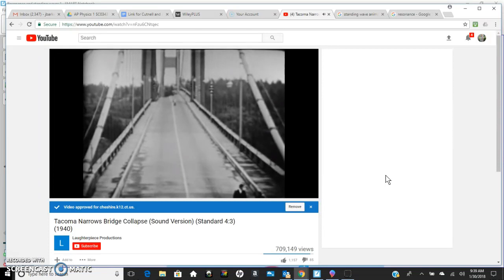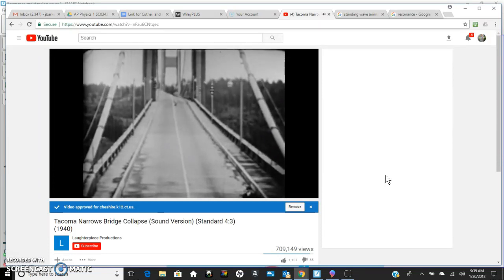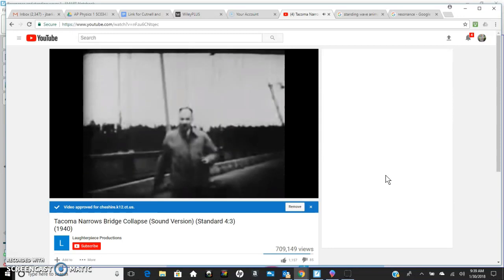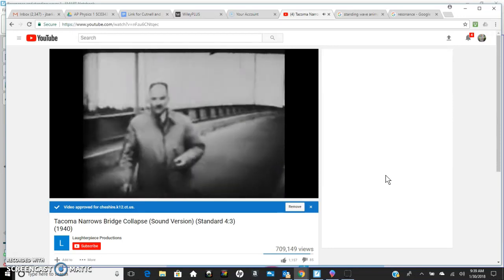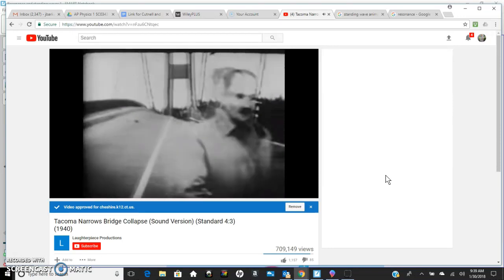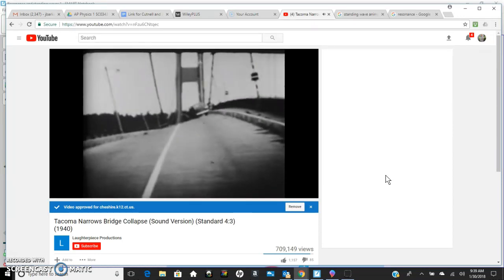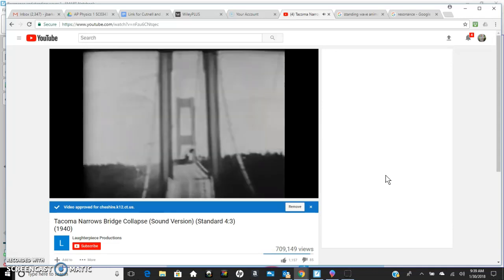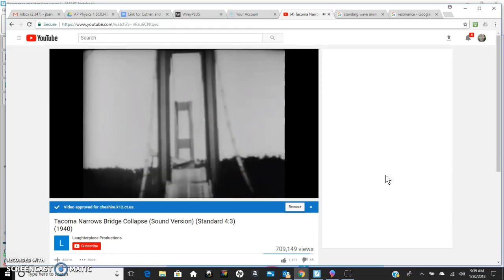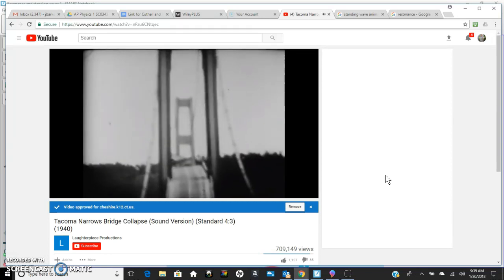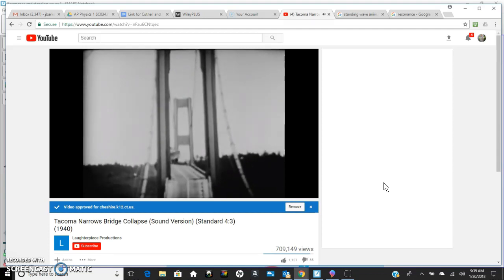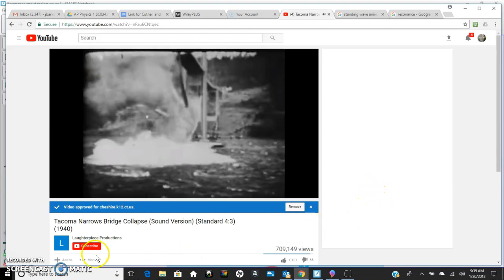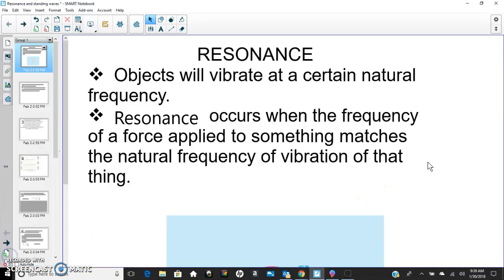So you can see the bridge just twisted and turned and vibrated. They called this bridge Galloping Gertie. Now I'll provide you with the video link for this so you can listen to it with the original sound as well. It's kind of a nice example of a 1940s newsreel. You can see the bridge is about to collapse here. And it finally collapsed. So the Tacoma Narrows Bridge was a very powerful example of resonance.